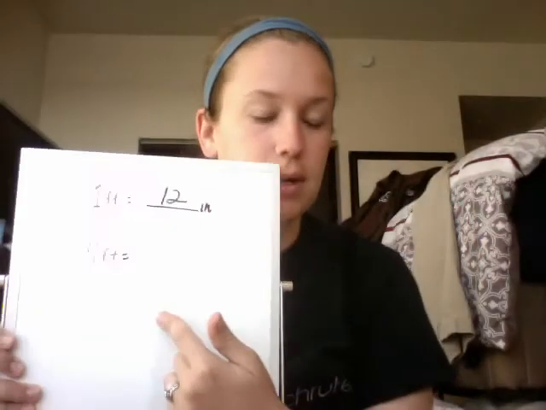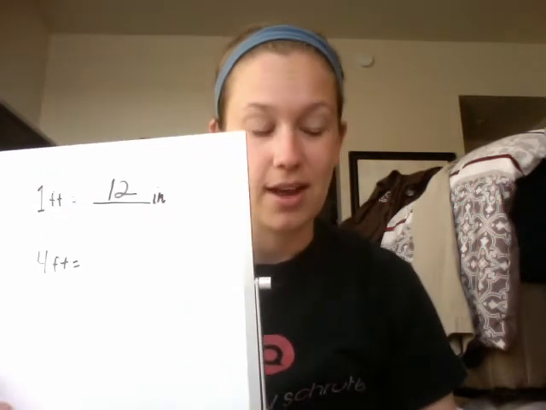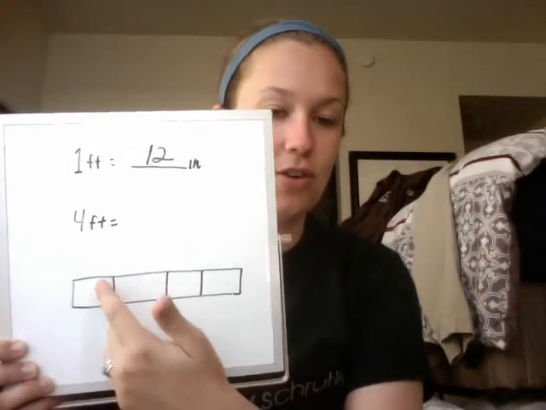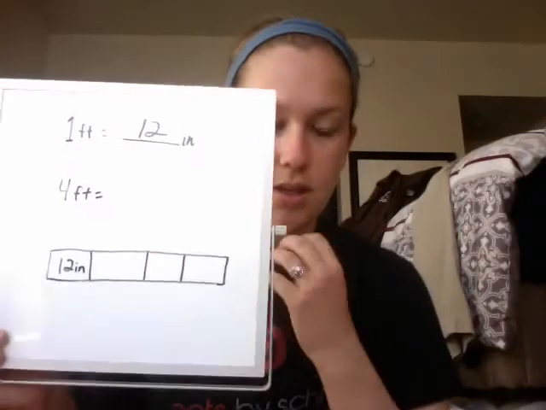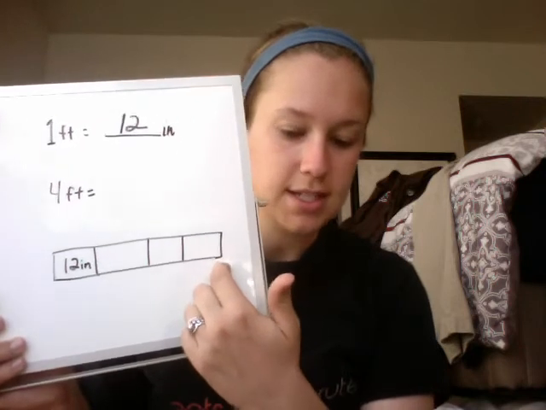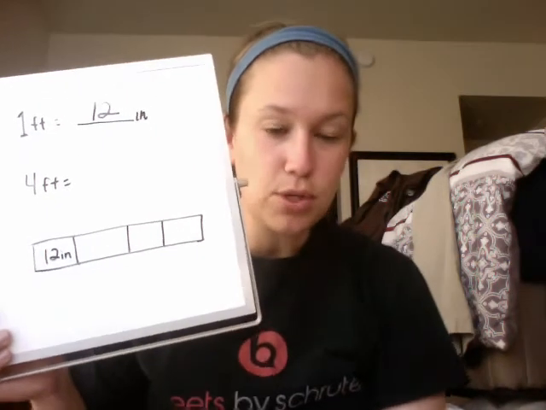And now we want to know how many are in 4 feet. Okay? We could really make a diagram for this, right? We could draw a diagram and divide it up into 4 for the 4 feet. And how many inches are in 1 foot? 12, right? So what can you tell that you're going to do to figure out how many are in 4 feet? Well, you're going to have to multiply, right?